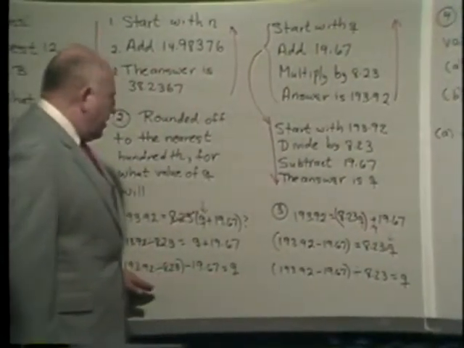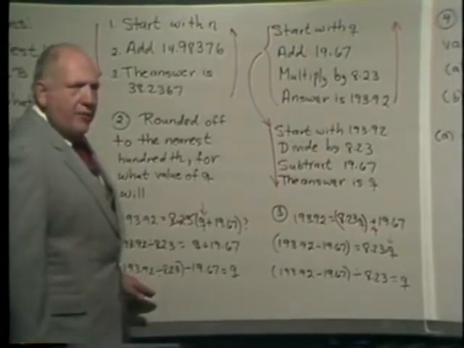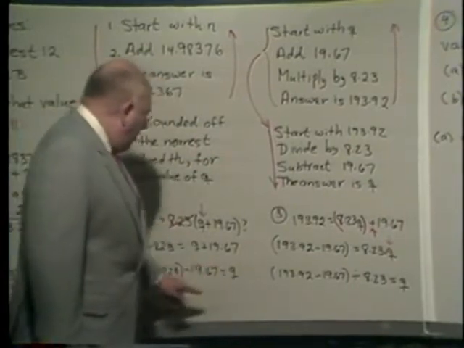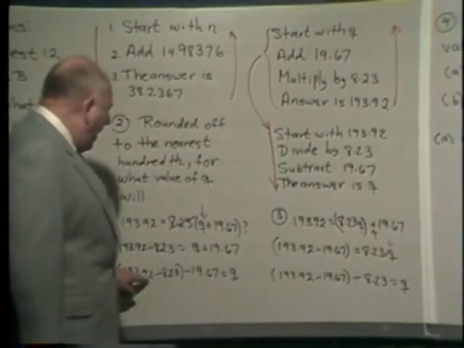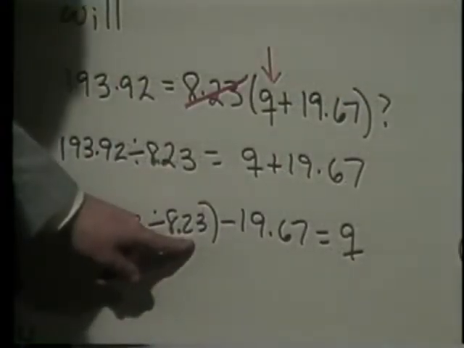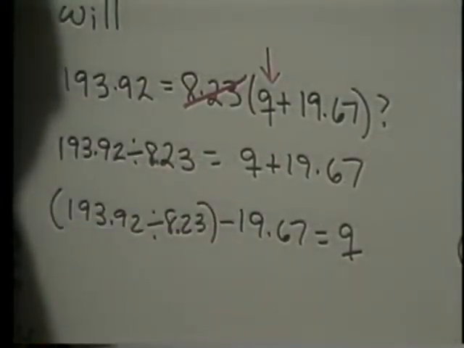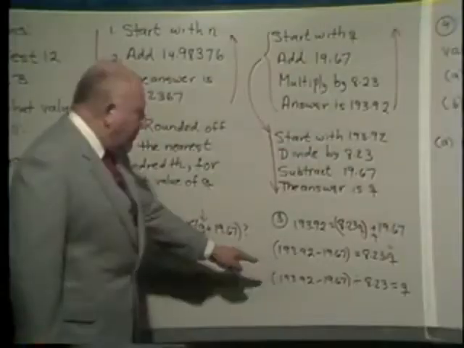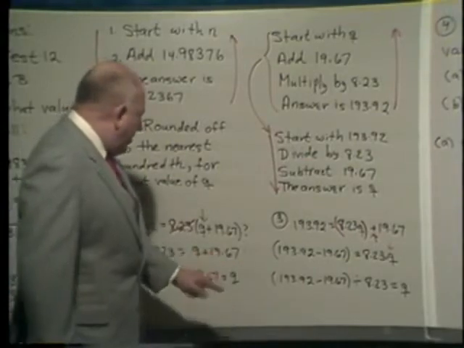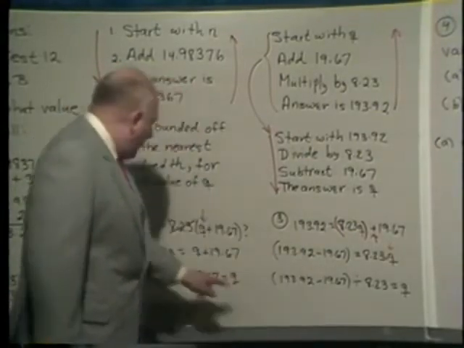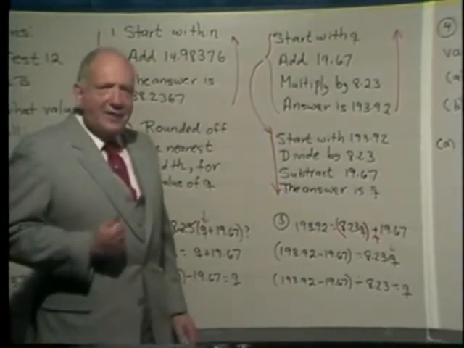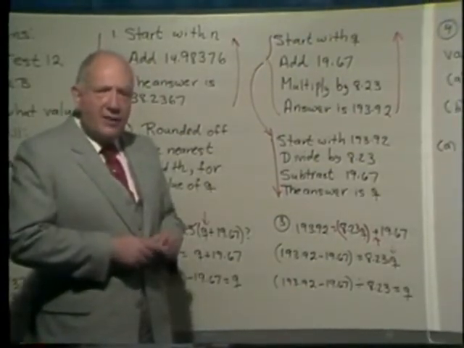What I'd like you to see is what a difference the parentheses made. You see, in the first grouping, to find Q, you started with 193.92. But the first step was you divided by the 8.23. Then you subtracted the 19.67. Do you notice what happened in problem 3? You just reversed the two steps. In other words, you first subtracted the 19.67, then you divided by the 8.23. And the fact that these two answers are different shows you that the grouping makes a difference.